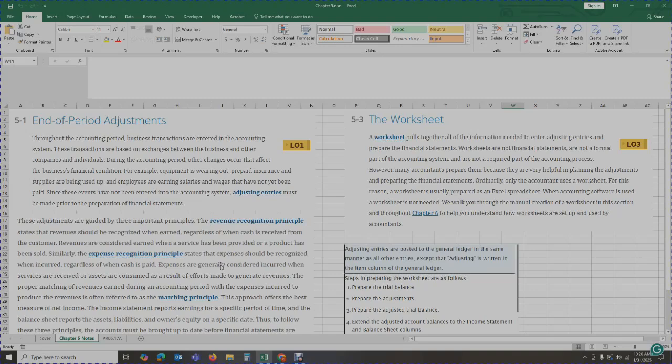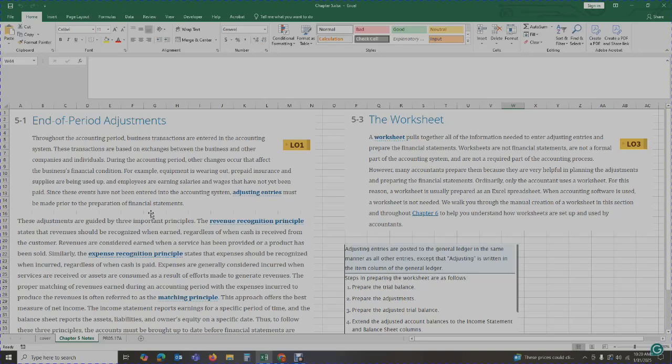So the first section that we're going to be dealing with is the end of period adjustments, okay? So why do we do adjusting entries? The textbook says that throughout the accounting period, business transactions are entered in the accounting system, and these transactions are based on exchanges between the business and other companies and individuals. Now, during the accounting period, other changes occur that affect the business's financial condition. For example, they tell you that equipment is worn out, prepaid insurance and supplies are used up, and employees earning salaries and wages have not been paid.